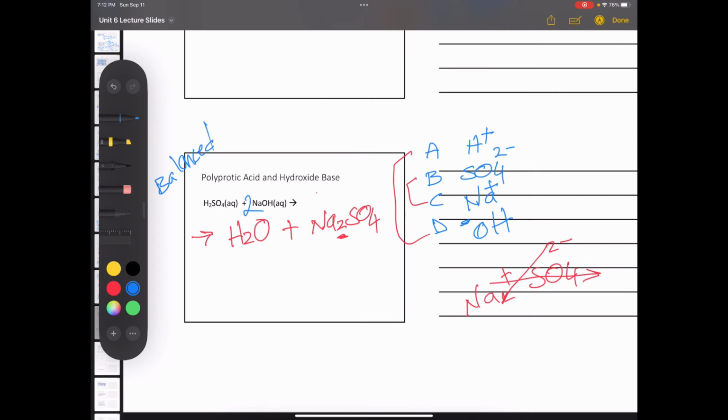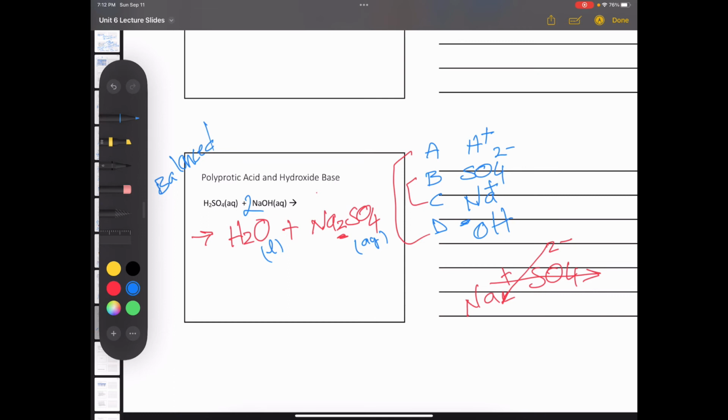Next thing I need to do is write down the physical state of all the products that I have here. So for the H2O, that will be a liquid. For the Na2SO4, that would be aqueous because of group 1 in the periodic table, sodium. Okay? So that's when it comes to something like a polyprotic acid reacting with a base.